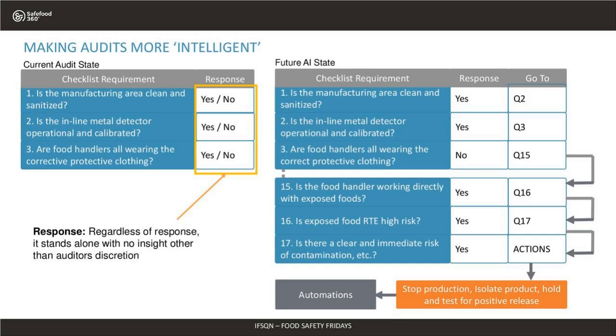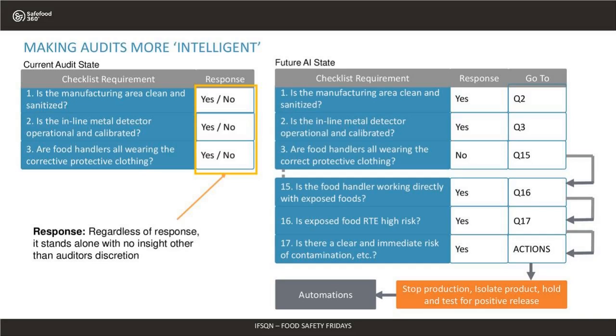So a future state may look like taking such a checklist, but making it more intelligent. For example, we had a question here: is the manufacturing area clean and sanitized? The answer could be yes, and that's fine. If it's no, then it's just marked down and you address the issue. However, you could take the same question, and if you get a negative, no, it's not clean.